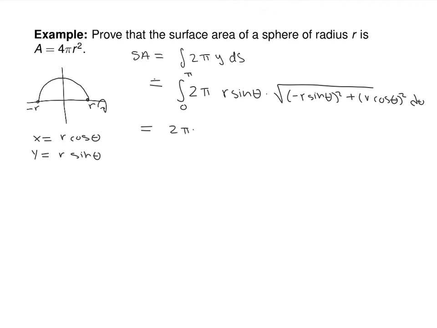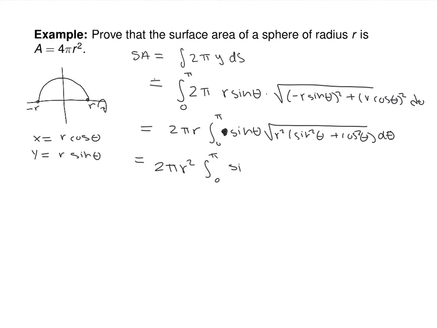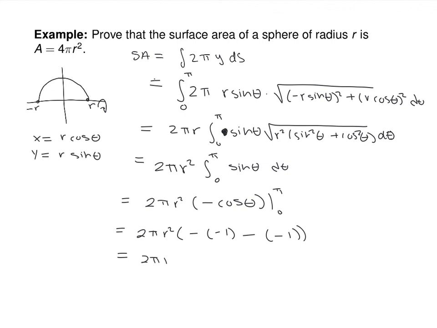So we have 2 pi r times the integral from 0 to pi of sine theta. Inside this root we have r squared times sine squared theta plus cosine squared theta. And so taking out that r squared, so an extra r there, we have 2 pi r squared times the integral from 0 to pi of sine of theta. Now the antiderivative of sine of theta is negative cosine theta. So that's 2 pi r squared times negative cosine pi, which is 1, minus the input 0, negative 1. Looks like 2 pi r squared times 2, or 4 pi r squared.